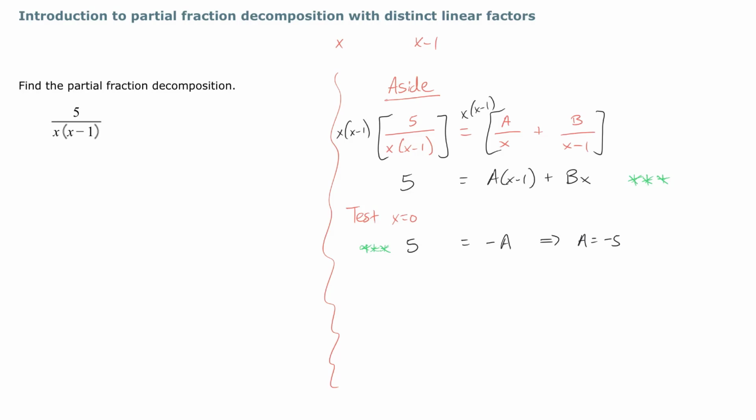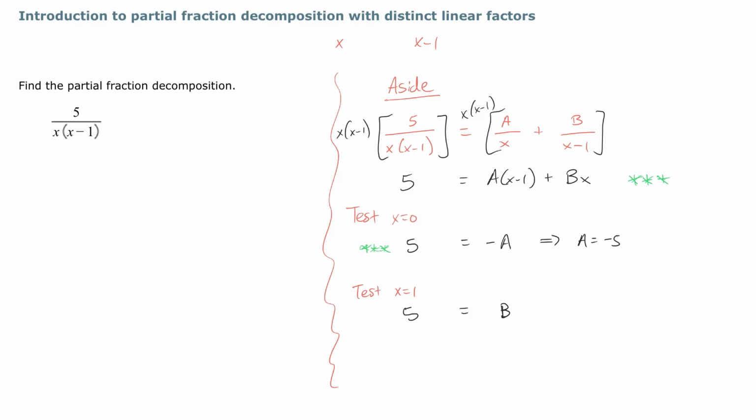Now how do we get B? Well, we're going to test triple star again. We're going to test triple star this time by letting x be 1. And if you let x be 1, we get 5 is equal to 0 times A plus B. So we're just left with B. And so we get B equals 5.